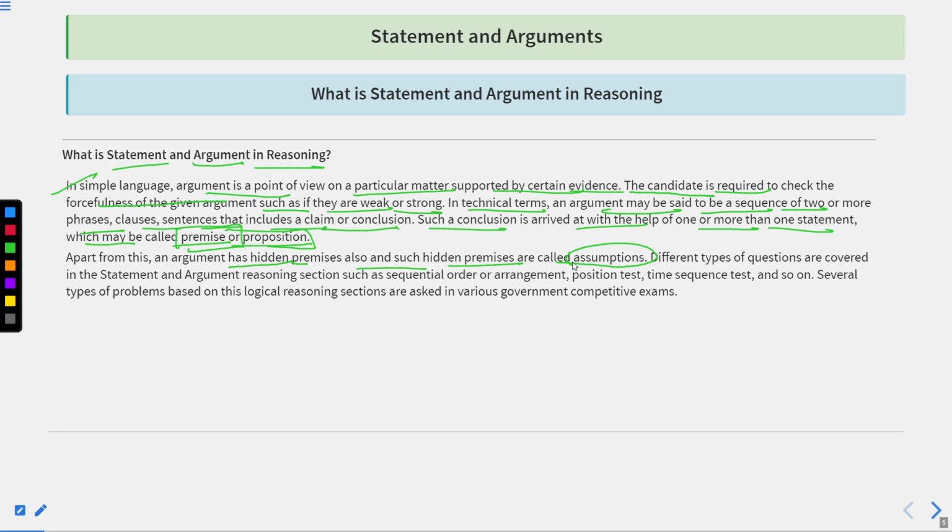Here we will only be dealing with statements and arguments, and nothing else. Different types of questions are covered in statement and argument reasoning, such as sequential order or arrangement, position test, time sequence test, and so on. Several types of problems based on logical reasoning are also asked in various competitive examinations. Logical reasoning has many parts. You have syllogism, course of action, statements and assumptions, sequence series, time-based questions, and in the same manner, statements and arguments.